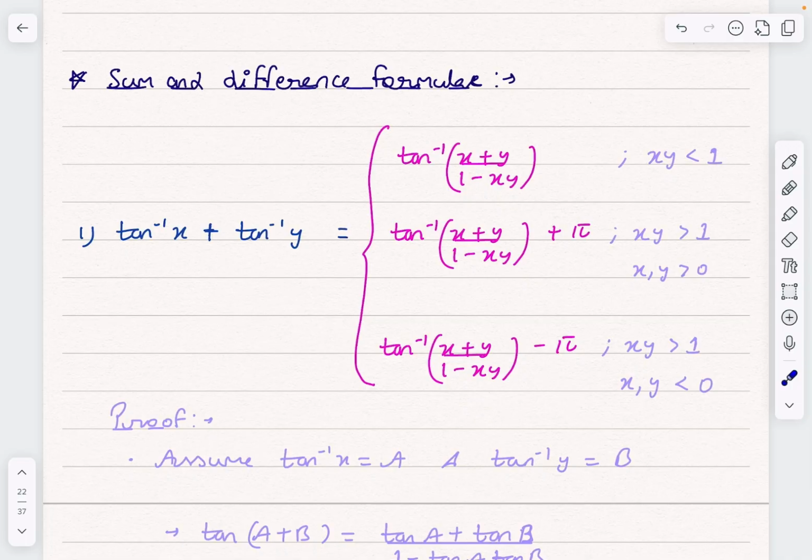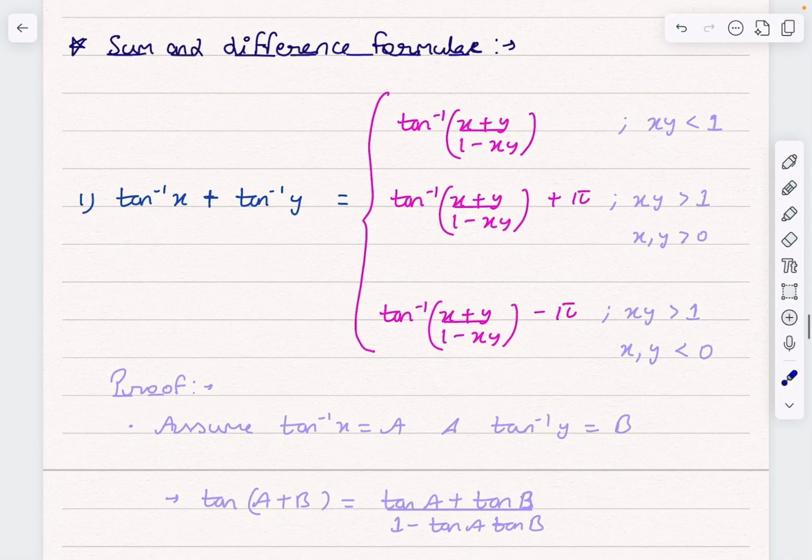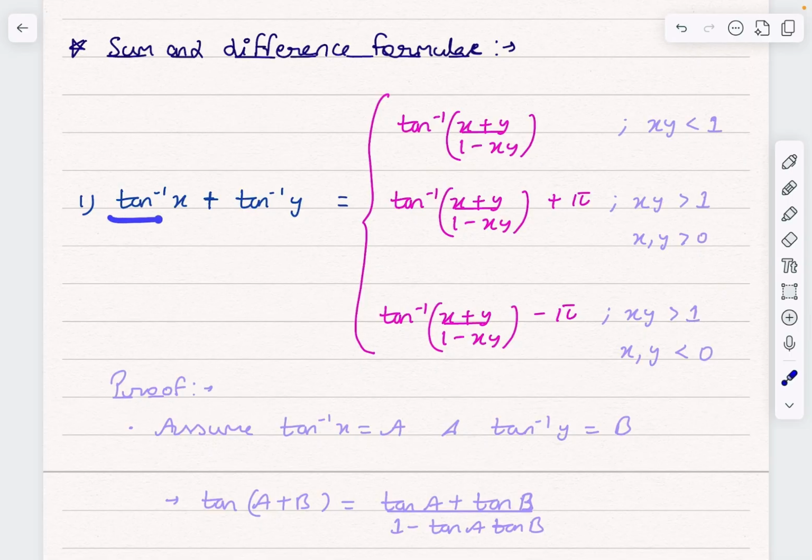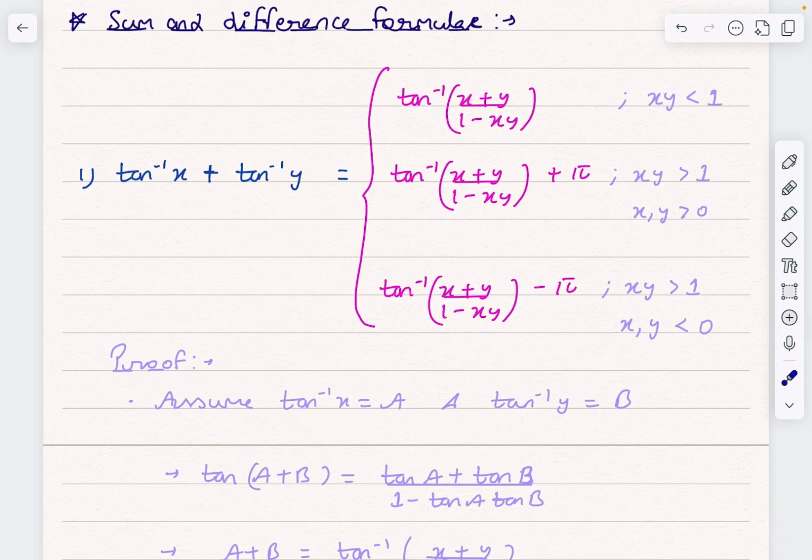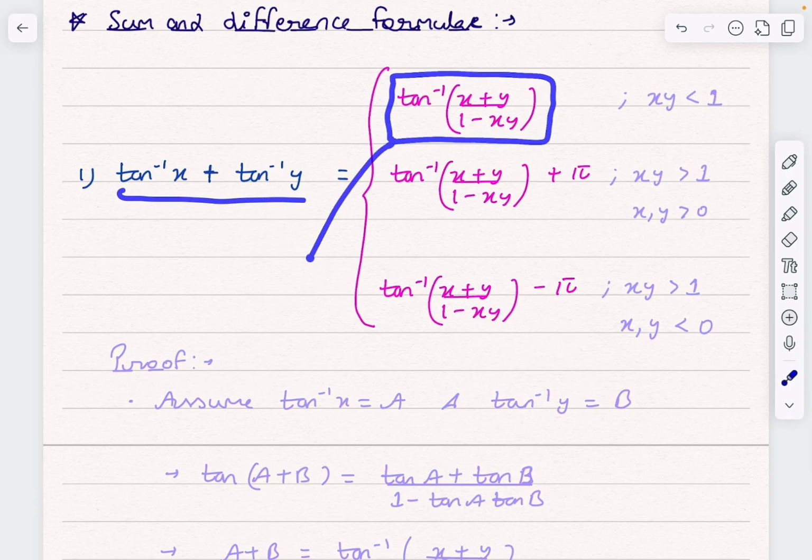Next are sum and difference formulae. So first one we have here, tan inverse x plus tan inverse y. See, there are cases involved here. I'll give you the clarity of how we get this thing, and how we get the cases, so that there's no need to mug it up. You understand the concept here, you will remember it automatically. First of all, tan inverse x plus tan inverse y will be tan inverse of (x plus y) by (1 minus xy). See, how do we get this thing? With the help of this proof.